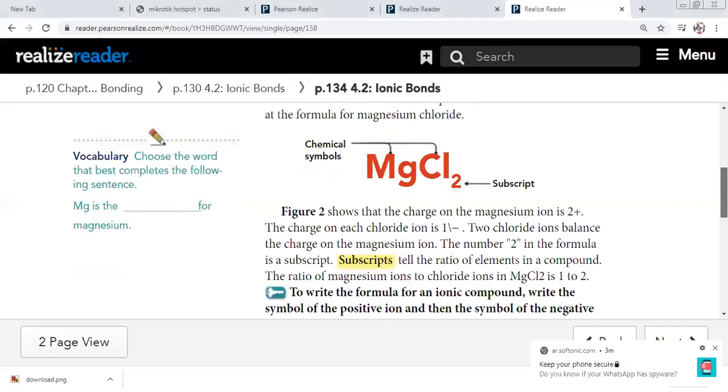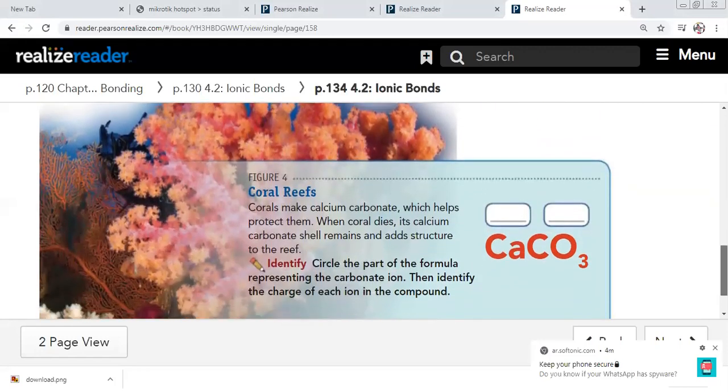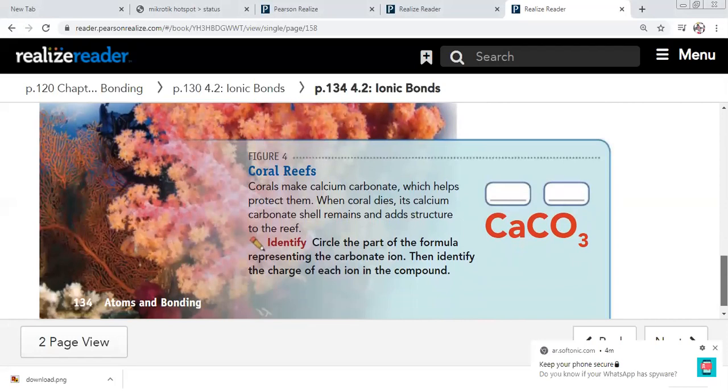Okay, class. So, let's take another example. Ca, calcium carbonate, CO3 carbonate. Circle the part of the formula representing the carbonate ion. What is the carbonate ion? Yes, CO3 is the carbonate ion. Identify the charge of each ion in the compound.